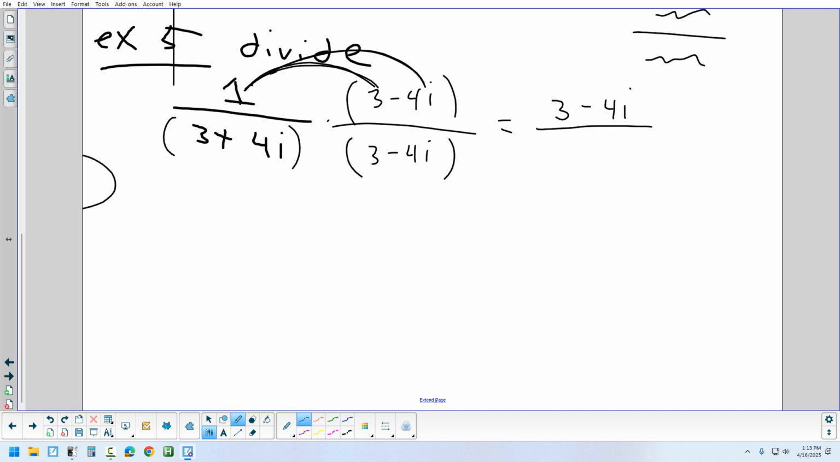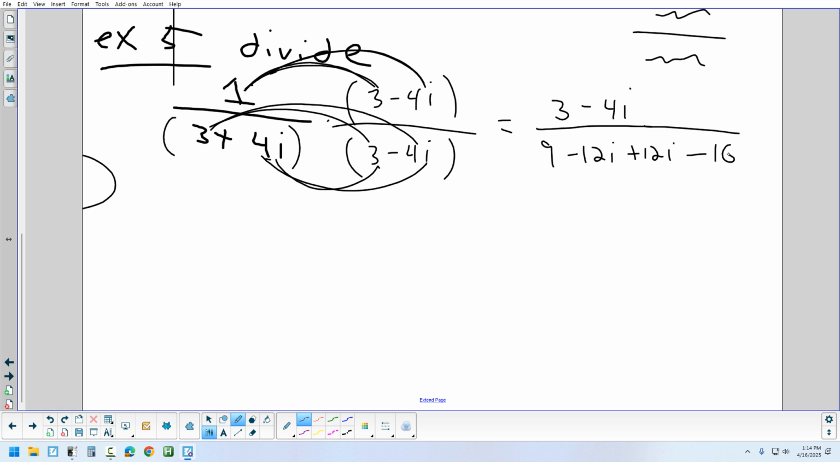So now we need to distribute. 3 times 3 is how much? 9. So we get 9. What's 3 times negative 4i? Negative 12i. And what's 3 times 4i? 12i. And now the last part, a positive times a negative is what? Negative. And what's 4i times 4i? Negative 16i squared.